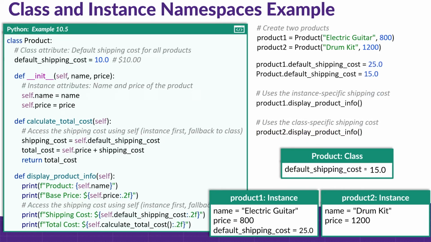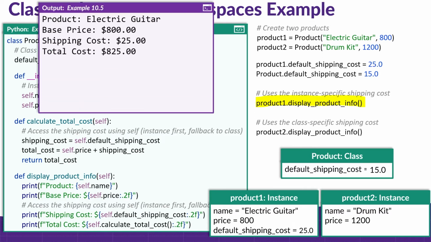So if we change the code again, and now we print out the values, this is going to have a noticeable effect. So for the first line, we're going to output the values for product 1 using the display product info method. And it's mostly probably what you expected, at least for the first 2 lines. We have electric guitar for name, and we have 800 for the price. These are both instance attributes.